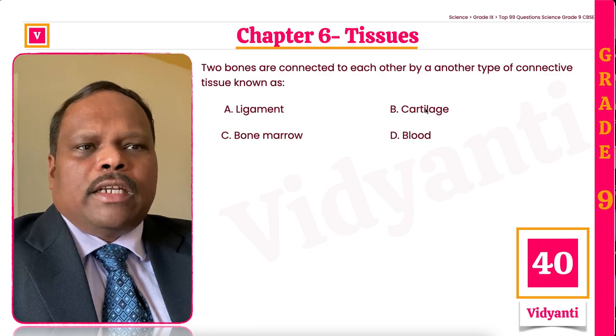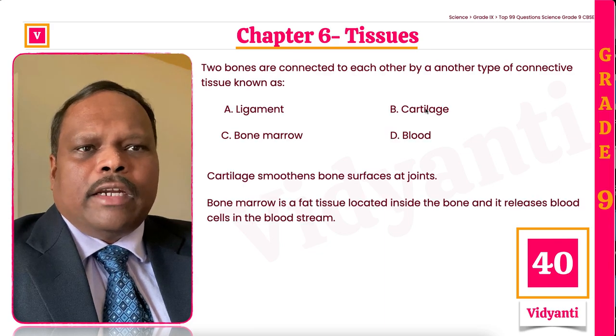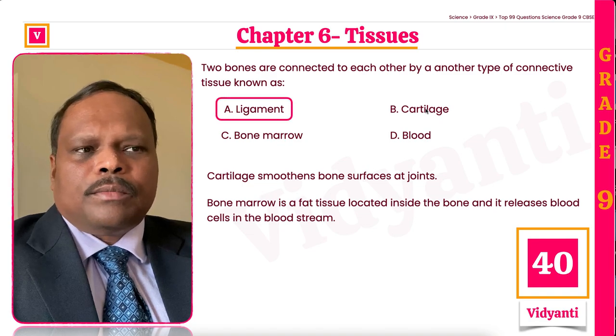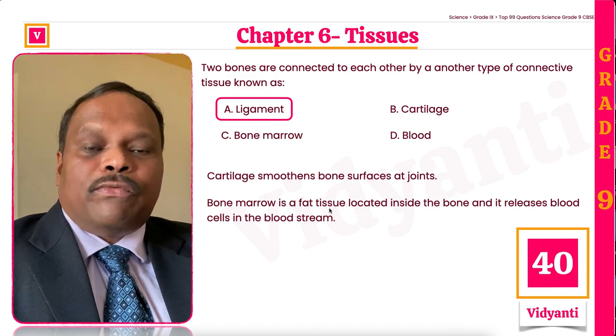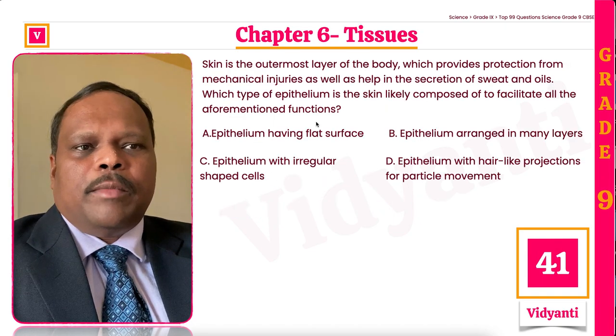Two bones are connected with each other by another type of connective tissue. This is known as ligament. Cartilage smoothens the bone joints, and bone marrow is a fat tissue. So the correct answer is ligament.